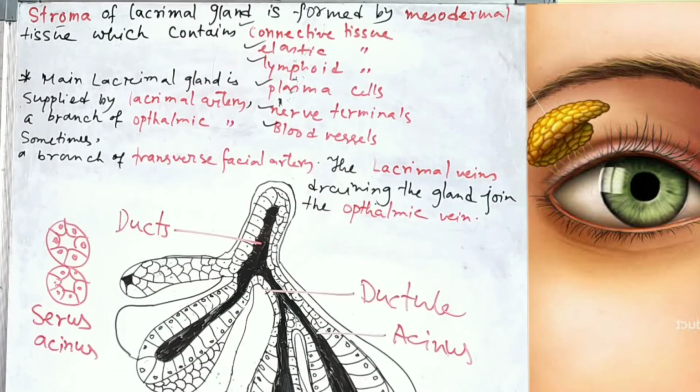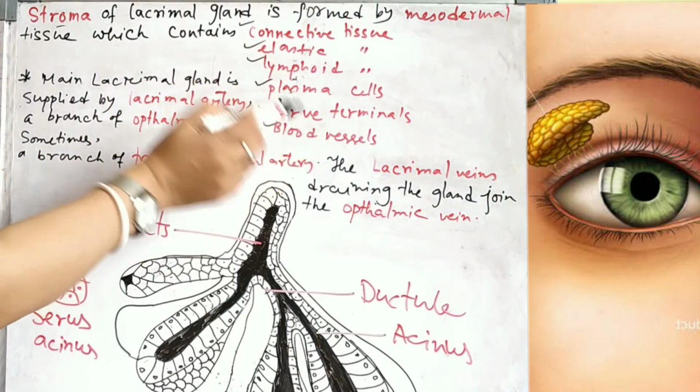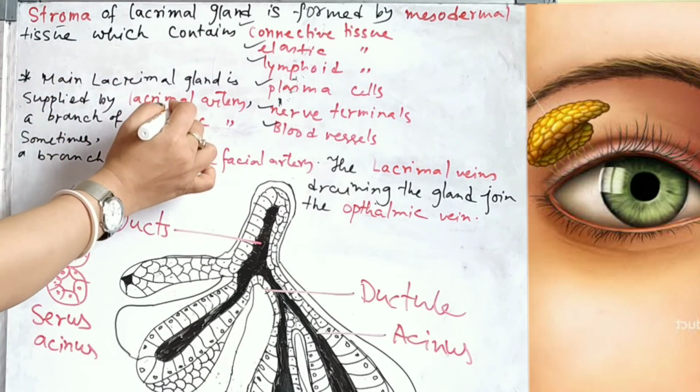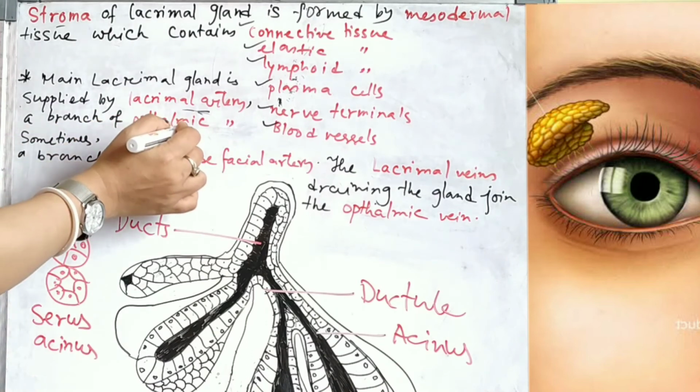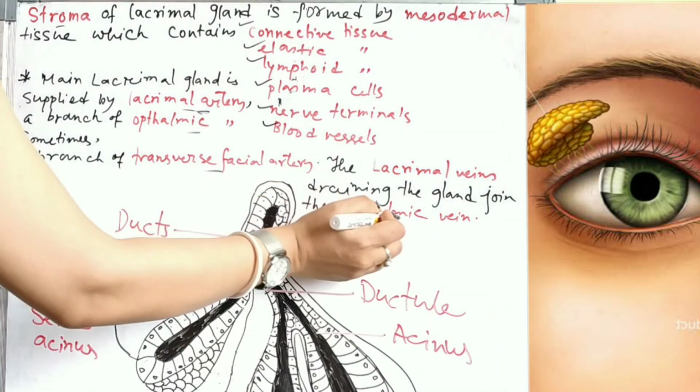After the glandular tissue, there is the stroma of the lacrimal gland, which is formed by mesodermal tissue, and which contains connective tissue, elastic tissue, lymphoid tissue, plasma cells, nerve terminals and blood vessels. These are common structures because these tissues and cells are present in any other part of our body also. Now the artery and vein supply of the lacrimal gland. The main gland is supplied by the lacrimal artery, a branch of the ophthalmic artery, sometimes a branch of the transverse facial artery. The lacrimal veins draining the gland join the ophthalmic vein.